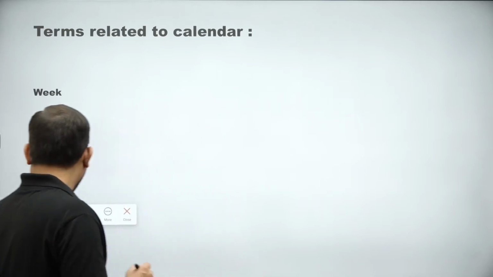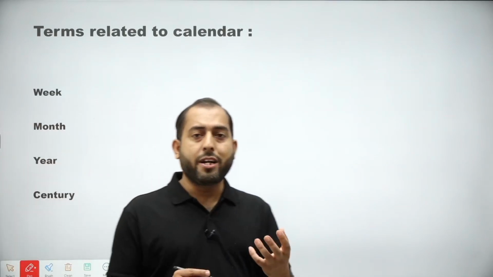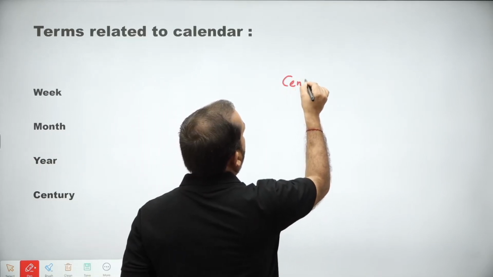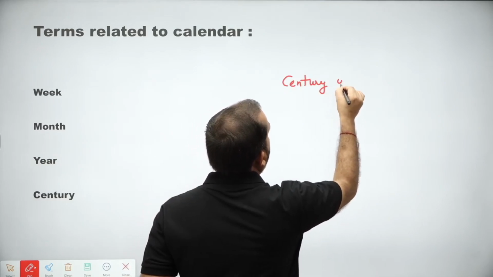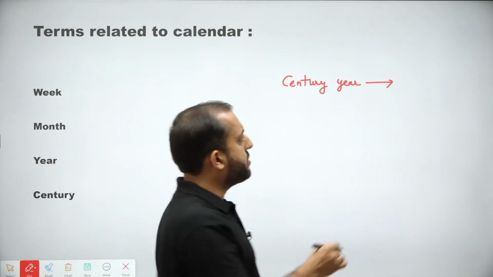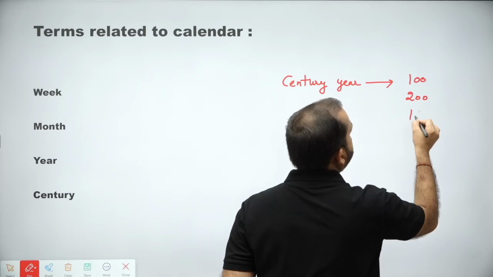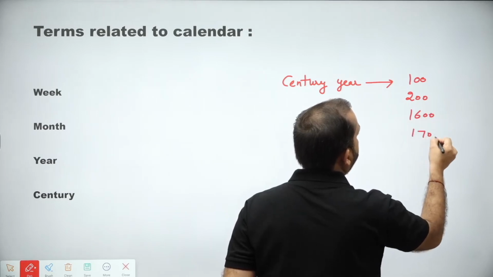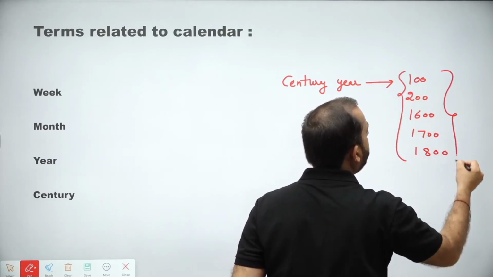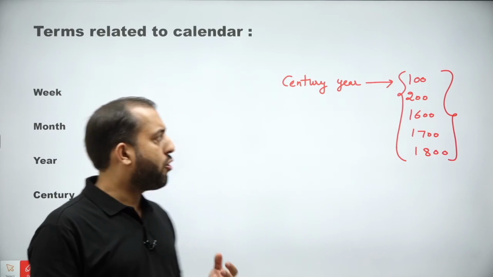Okay, so along with century, we have one more concept that is called century year. A year which is divisible by 100. For example, the 100th year itself, 200th year, 1600, 1700, 1800, all these years are called century years. Why? Because they are divisible by 100. I hope you got a fair idea.